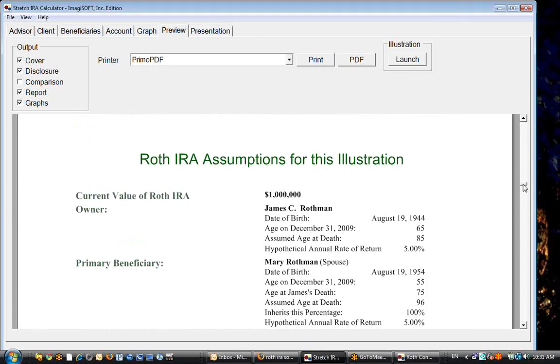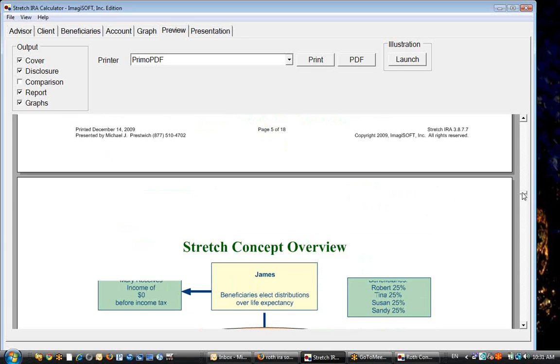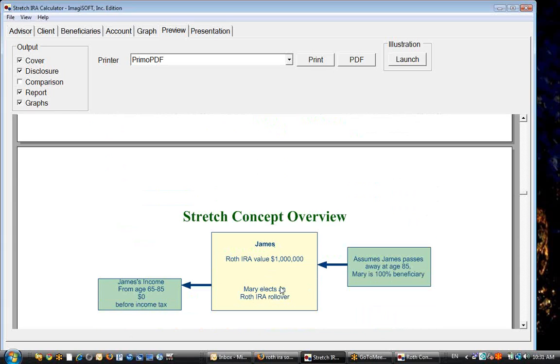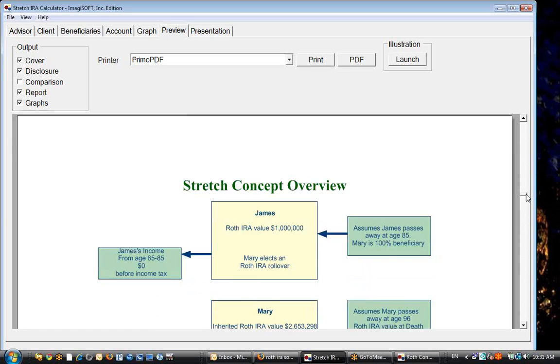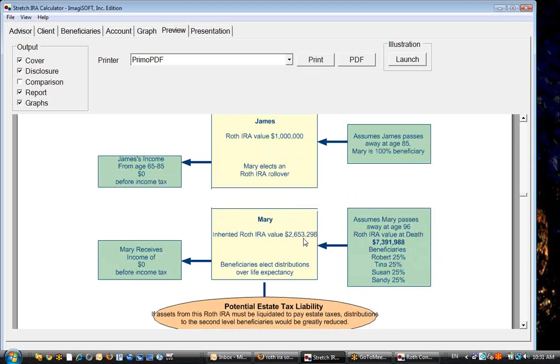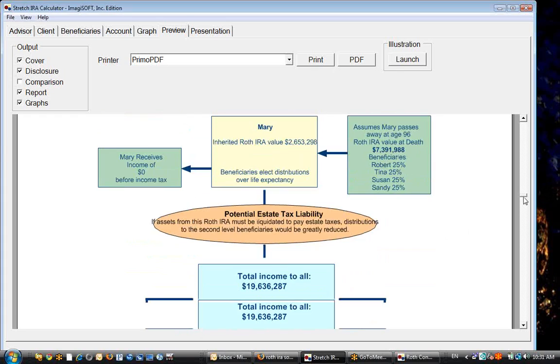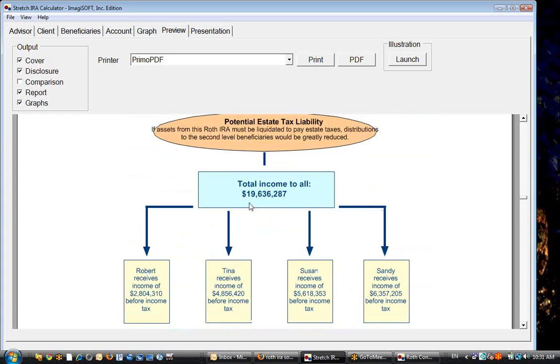That's how we know the difference between them all. But you come down here to this tree chart, which is like the most important page. Here's your $1 million. You elect income 0 because you don't have to in a Roth. Mary inherits after he dies $2.6 million. Of course, she takes out income of 0. When she passes away at age 96, there's $7.3 million. And then it actually names the beneficiaries and draws a little chart. So as they take their required minimum distributions, that $7 million actually grows to $19 million of income.